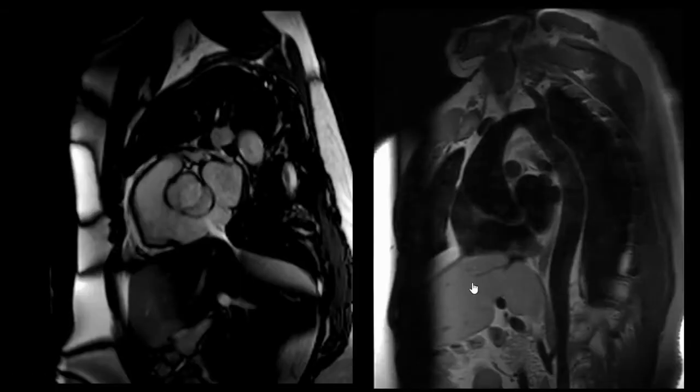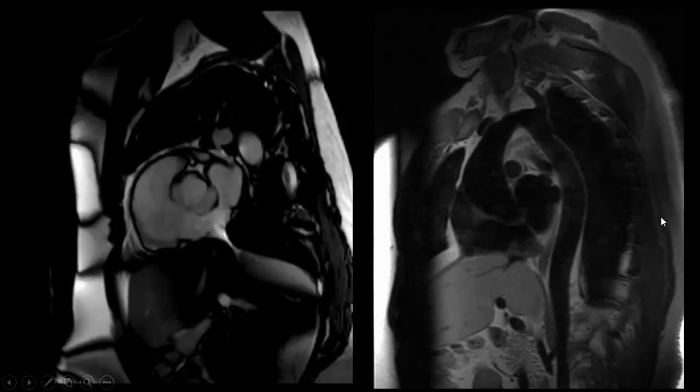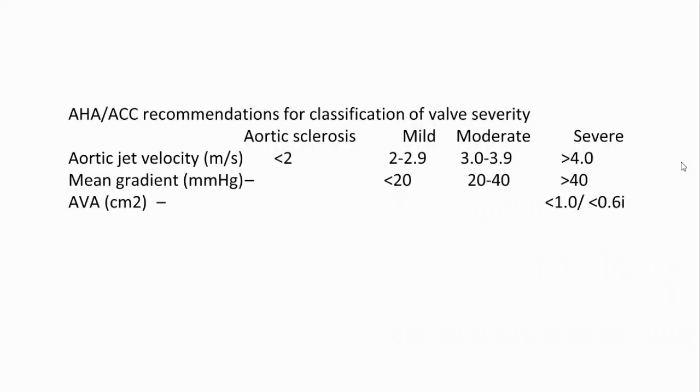This is another case where we can see bicuspid aortic valve on cardiac MRI. The advantage is seen here, where we can also pick up associated lesions of aortic coarctation. According to the American Heart Association guidelines, for classification of valve severity, when the aortic valve area is less than 1 centimeter squared or the jet velocity is more than 4 meters per second, it is classified as severe aortic stenosis.